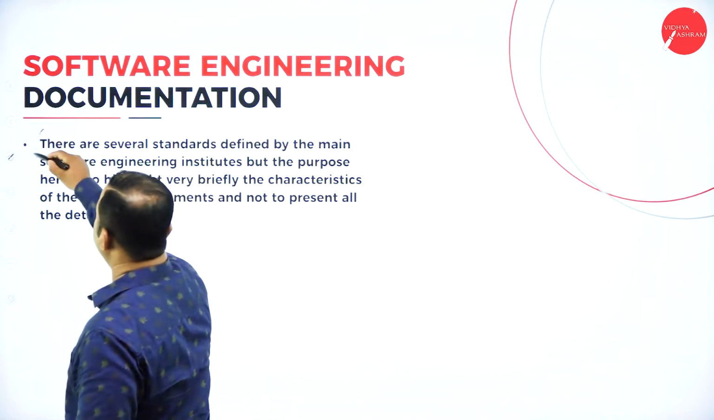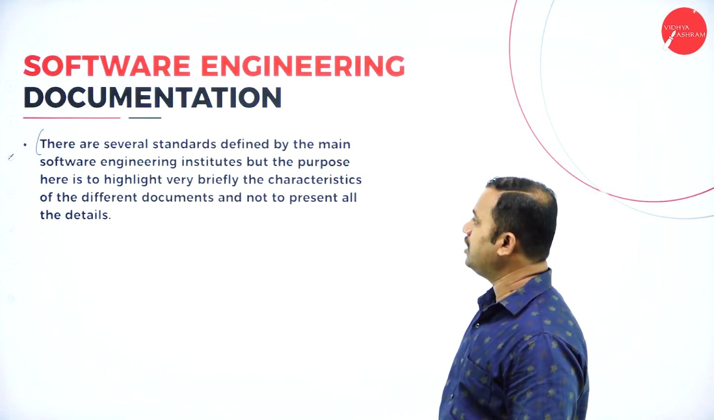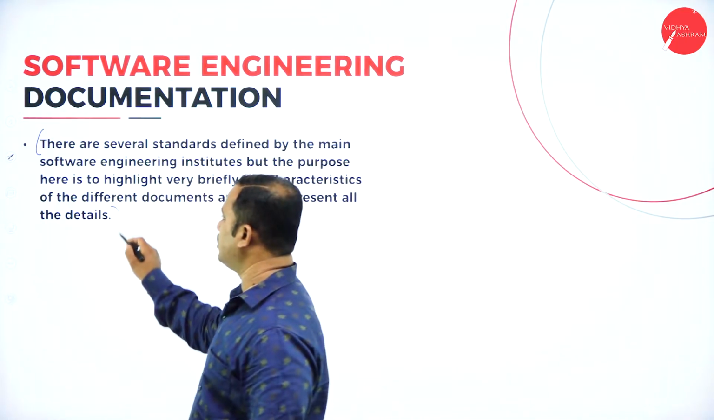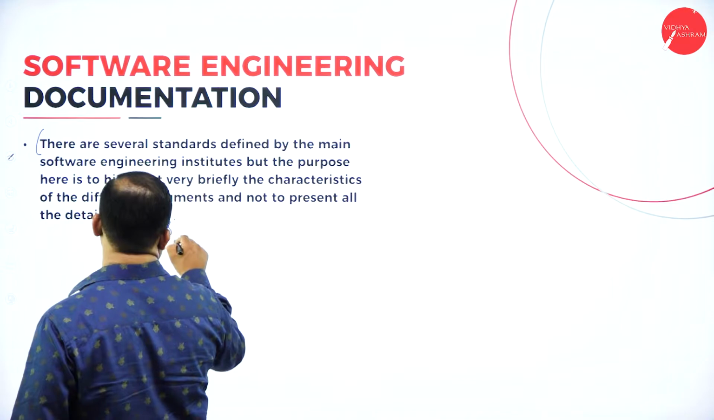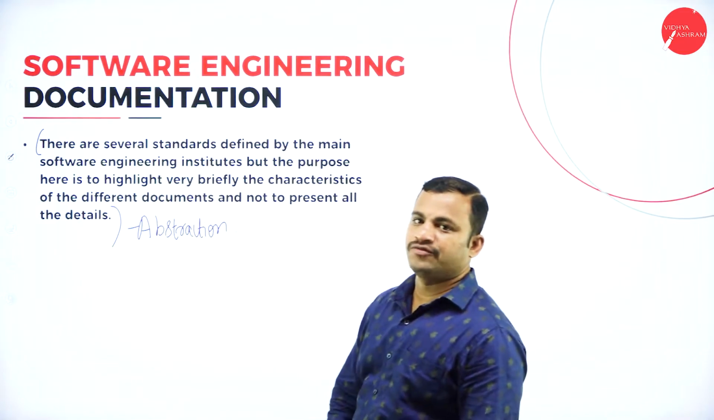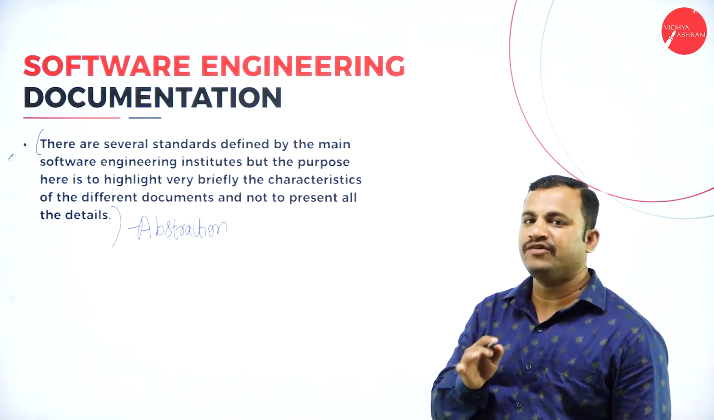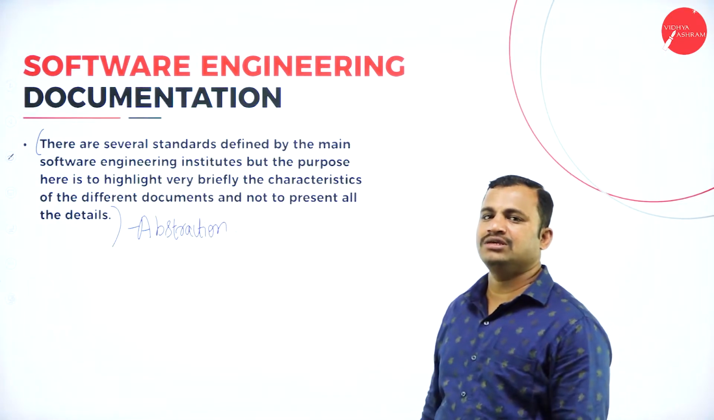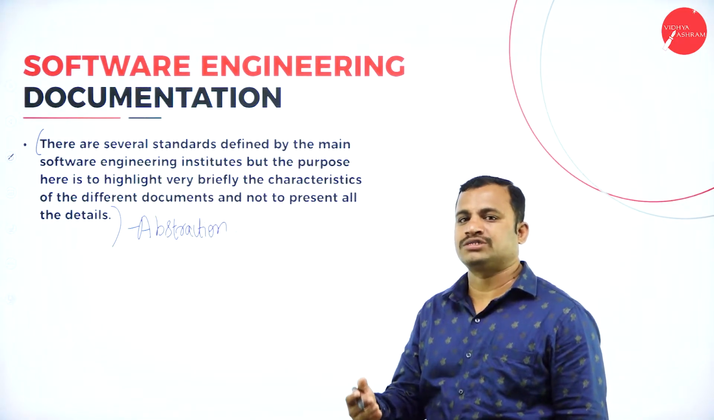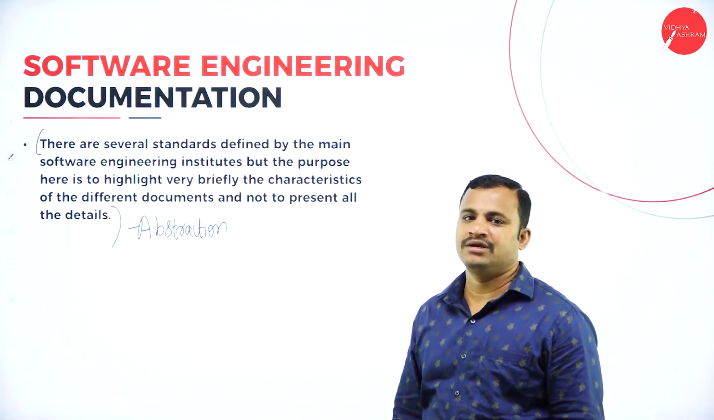There are several standards defined by the main software engineering institutes, but the purpose here is to highlight very briefly the characteristics of the different documents and not to present all the details. That is the abstraction. The standards defined by the software engineering institutes will not give the complete details. Instead, they will give brief information, because the software engineering institutes may be companies which take orders or requests from clients and process their requests to meet their requirements.